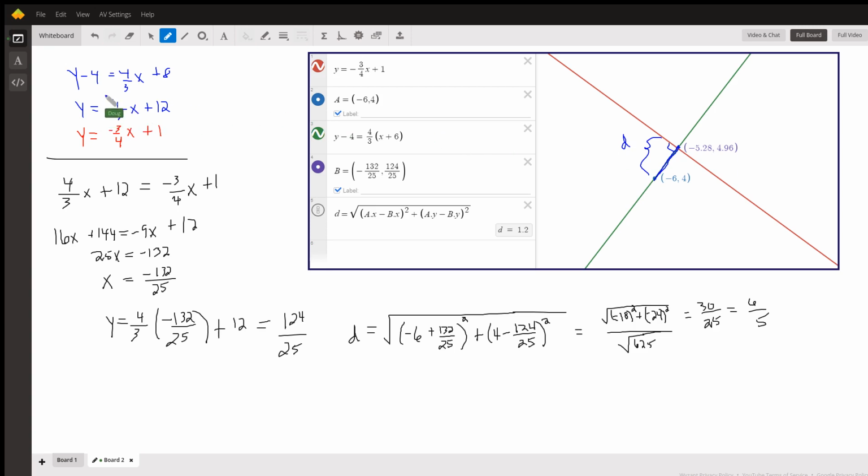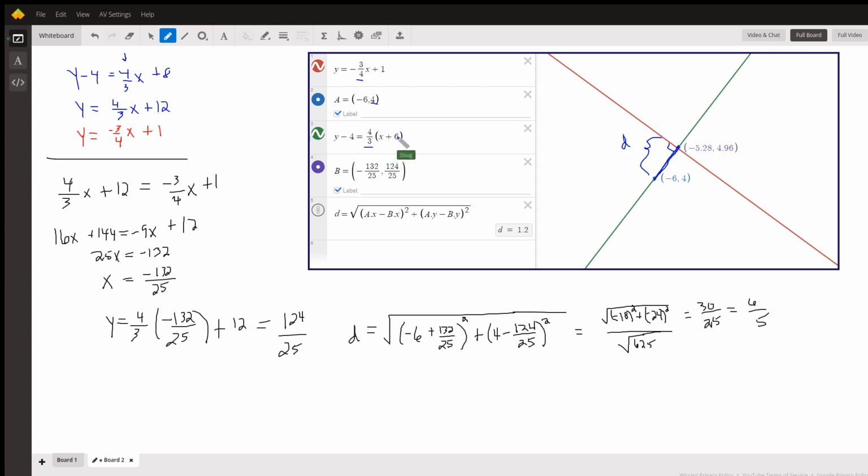So the equation of the line that's perpendicular to the red line is y minus 4, that's the y coordinate of the point that the line passes through, equals... perpendicular lines have slopes that are negative reciprocals. So if this is negative 3/4, this is 4/3. And I get a plus 8, because I distributed this 4/3 times the x plus 6.